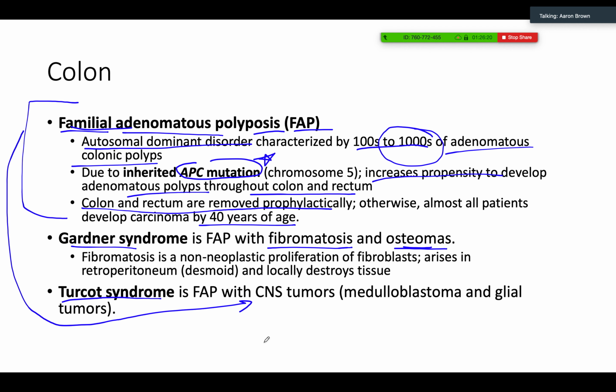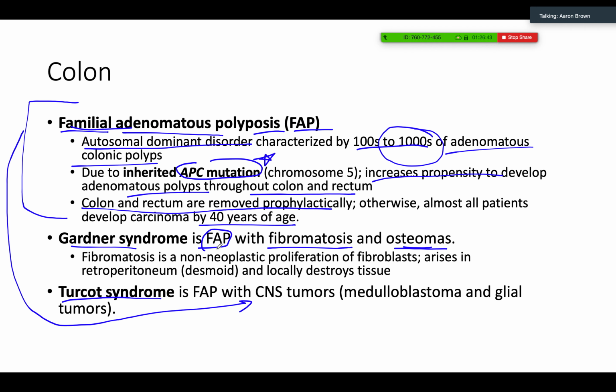Okay, so Gardner syndrome and Turcot syndrome, I want you to remember these as a colonic polyp disorder. That's primarily what they are. You're just taking the colonic polyps in Gardner and you're adding bone tumors. In Turcot syndrome, you're taking those colonic tumors, those polyps, and you're adding CNS tumors.